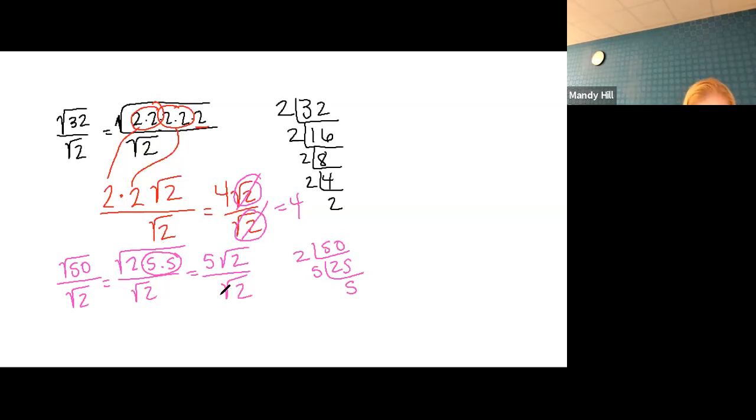Last step, don't forget to check and see if your fraction will reduce or something will cancel out. Do we have anything here that's going to cancel out?